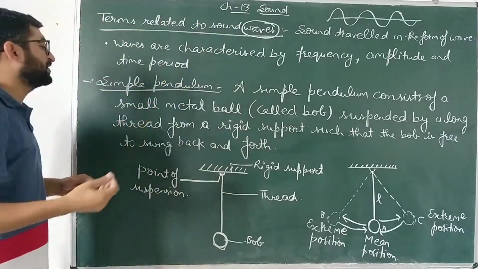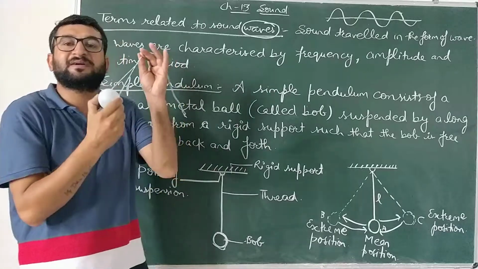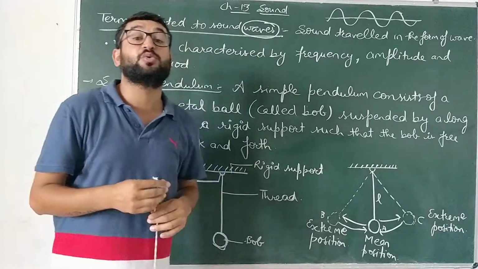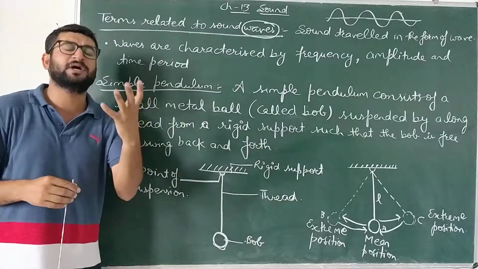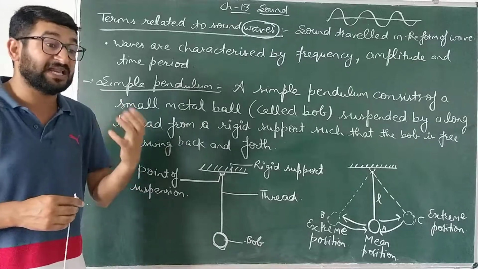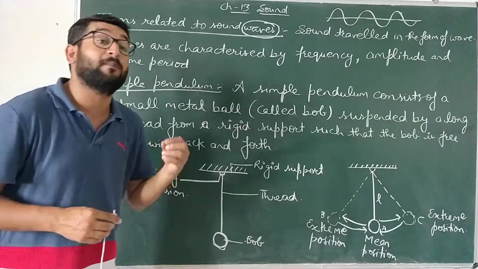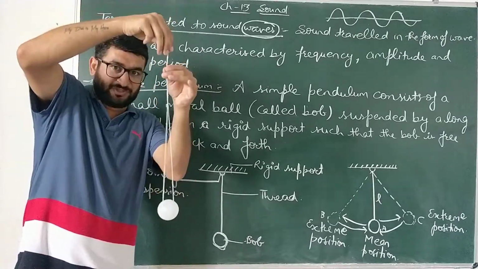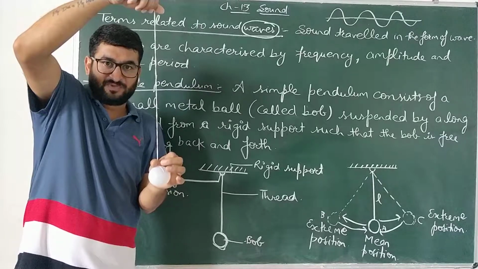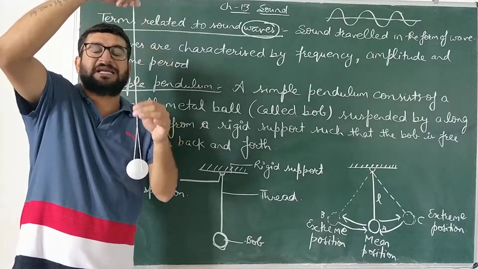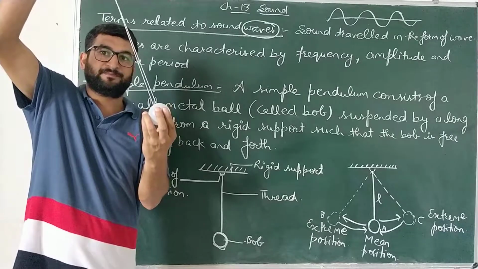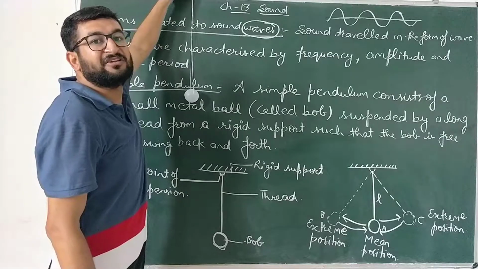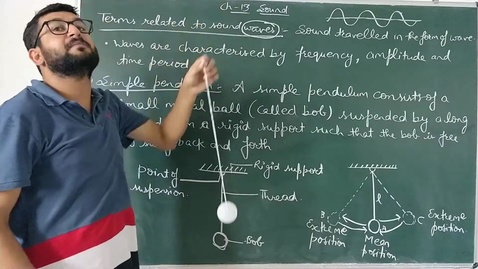So what is a simple pendulum, bache? It consists of a small metallic ball. It is not a metallic ball here, bache, it's a plastic ball. That metallic ball in a pendulum is known as a bob. That circular spherical ball is known as a bob. And that bob is attached with a thread, or a wire as well. The mass of that thread must be negligible as compared to the bob. This thread is fixed to a rigid support. That arrangement is known as a simple pendulum.